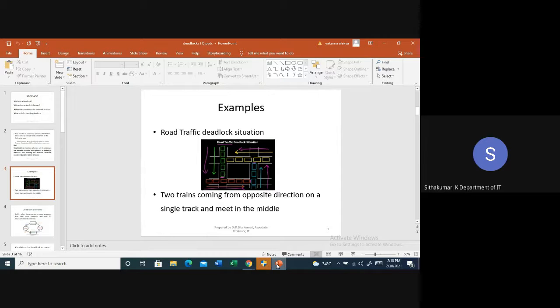This is one particular example. Another example is two trains coming from opposite directions on a single track. If they meet in the middle, neither train can proceed in its direction. Both trains will stop, and they cannot continue their journey because there is only a single track. Unless you resolve it, unless one of the trains goes back, the other train cannot continue its journey. All these are examples.